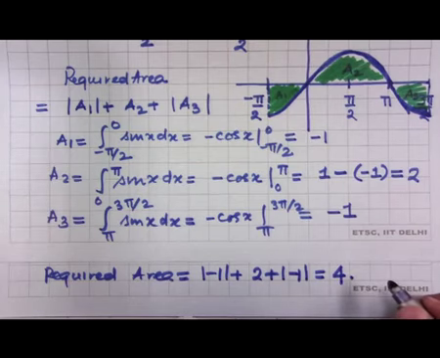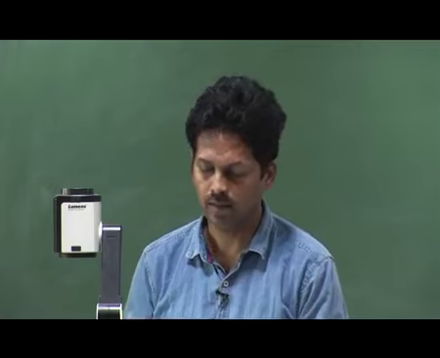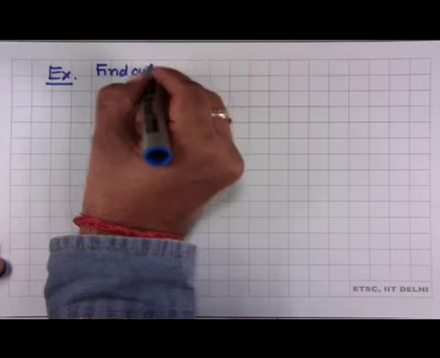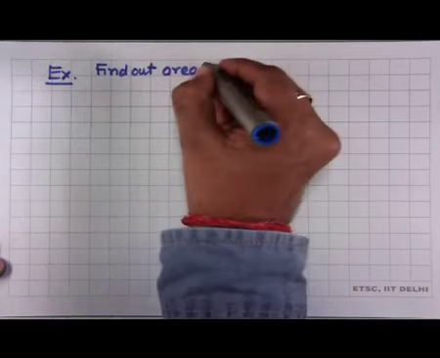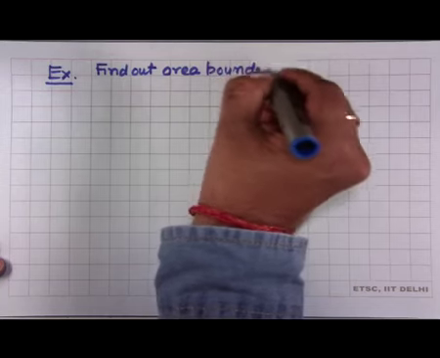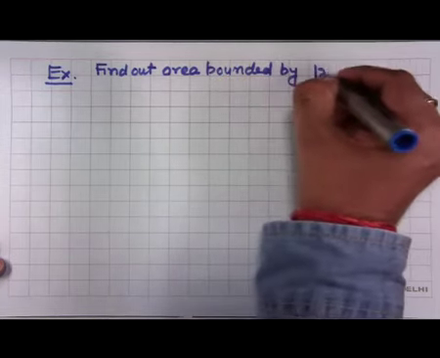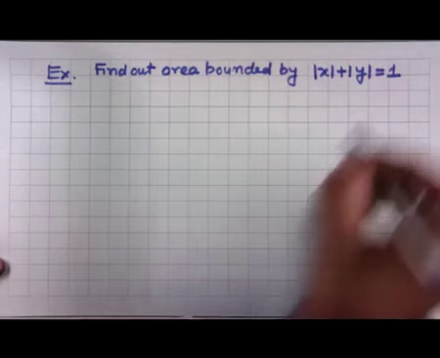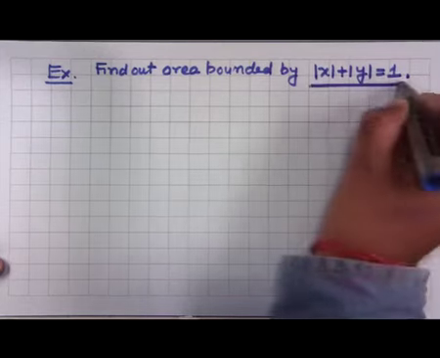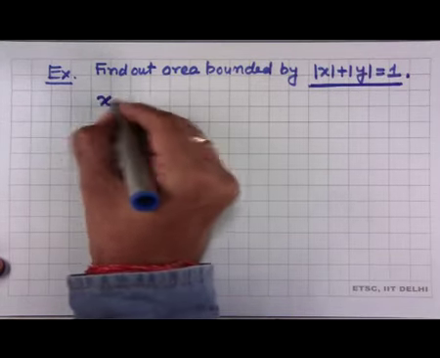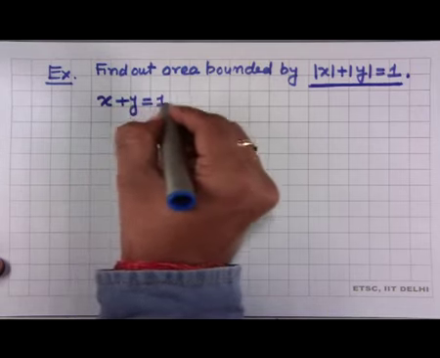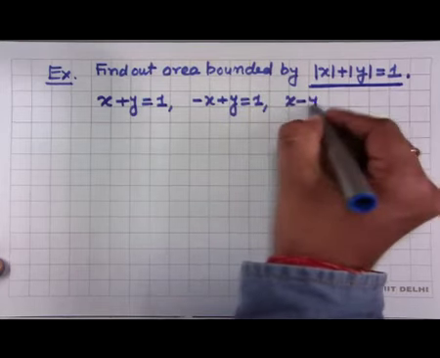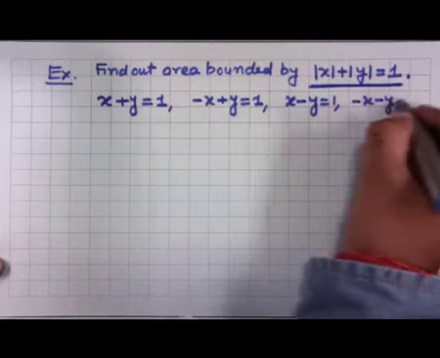Let us take another example. Find out the area bounded by mod x plus mod y equals to 1. So, if you examine carefully, this equation represents 4 curves: x plus y equals to 1, minus x plus y equals to 1, x minus y equals to 1, and minus x minus y equals to 1.